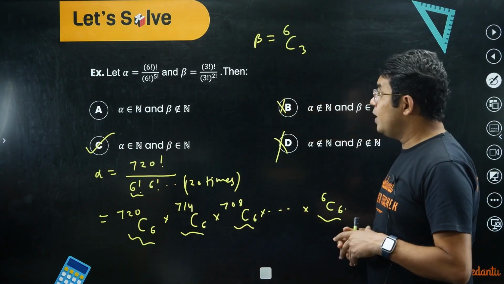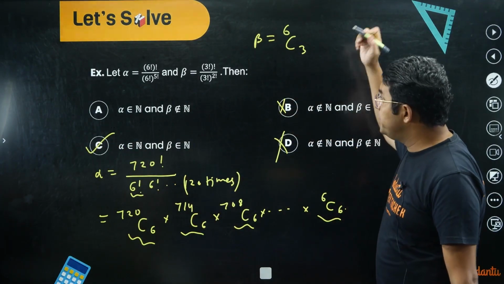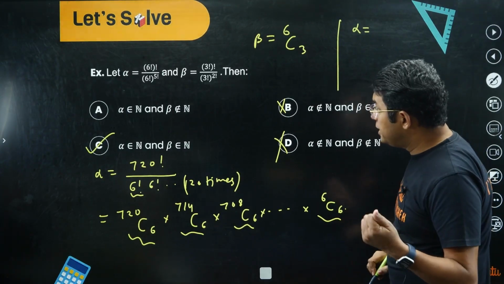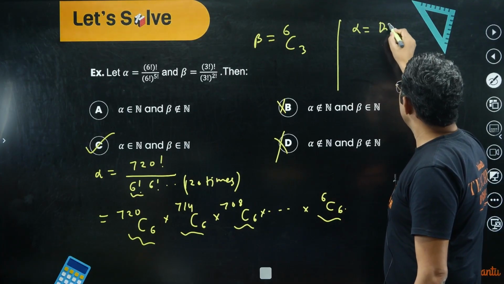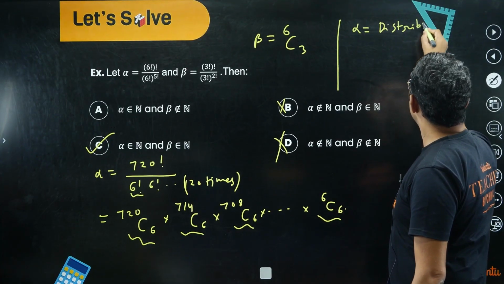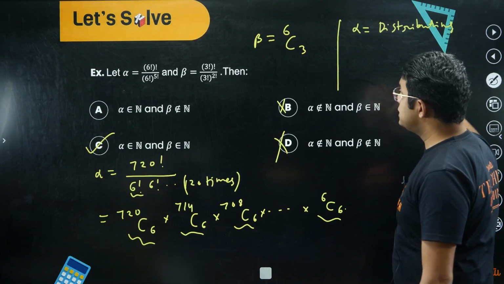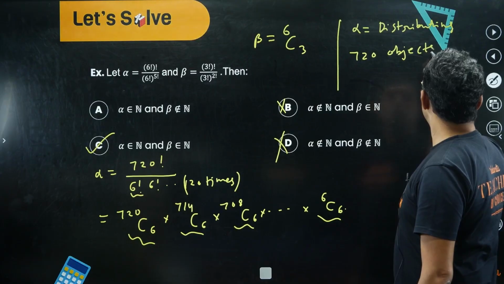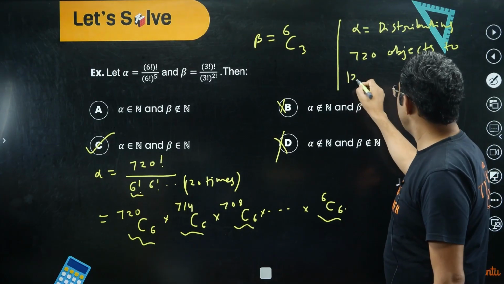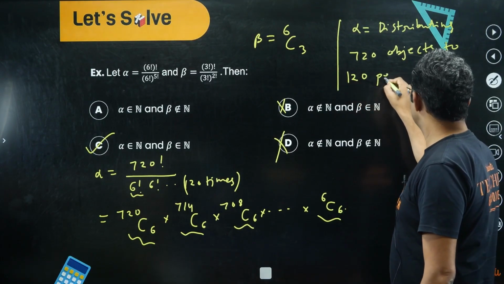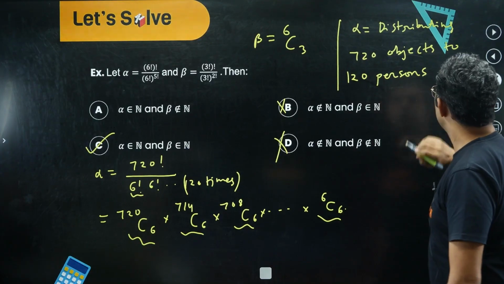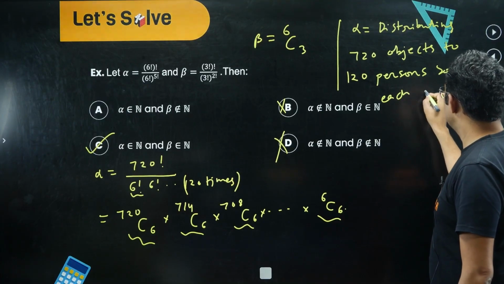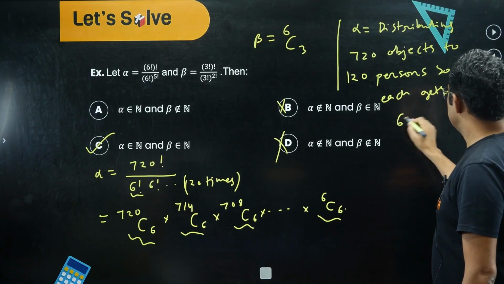That is one way. Now another way, for alpha, and in fact for beta also, you can say that alpha is actually, if you know the group formation concept, distributing 720 objects to 120 persons so that each gets 6 objects.